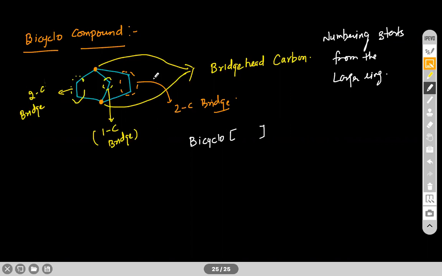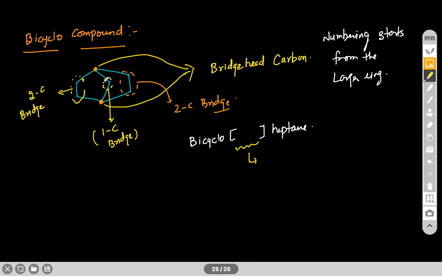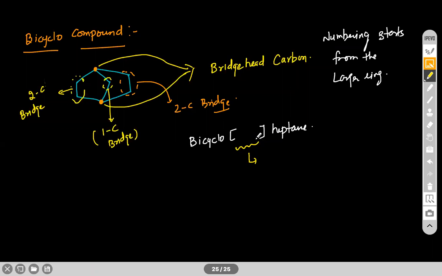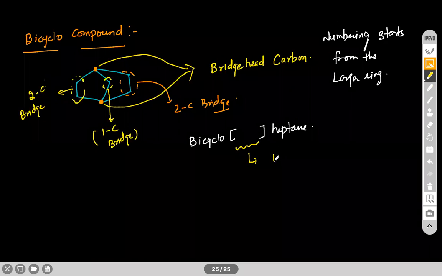With that, we'll write down the root word. So 1, 2, 3, 4, 5, 6, 7. So here we get heptane. Here we'll write down the number present in the two rings, the number of carbon atoms in the carbon bridge, whatever the number of bridges you have. We have 3 bridges here. The number of carbon atoms in the bridge in descending order. Reverse of that.